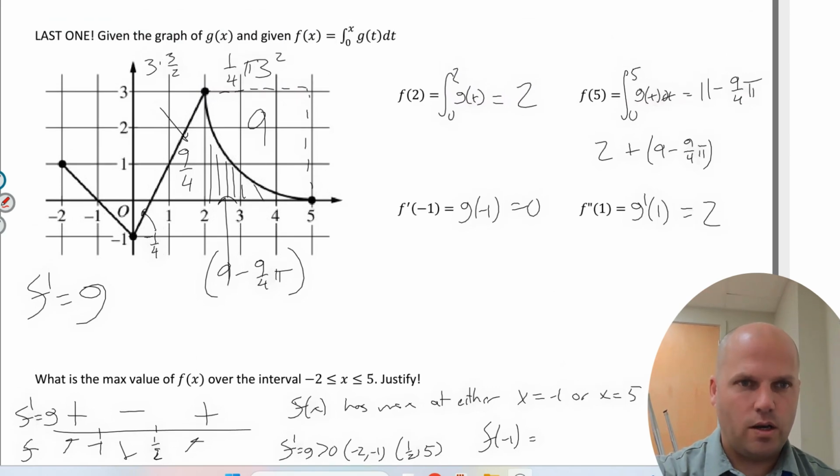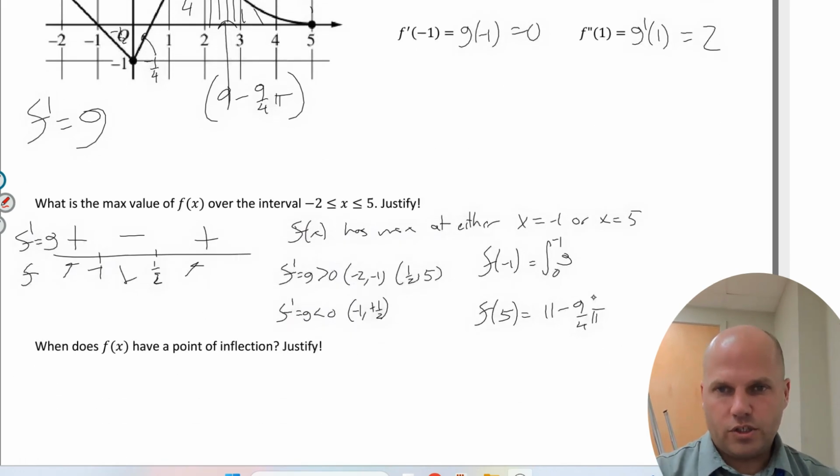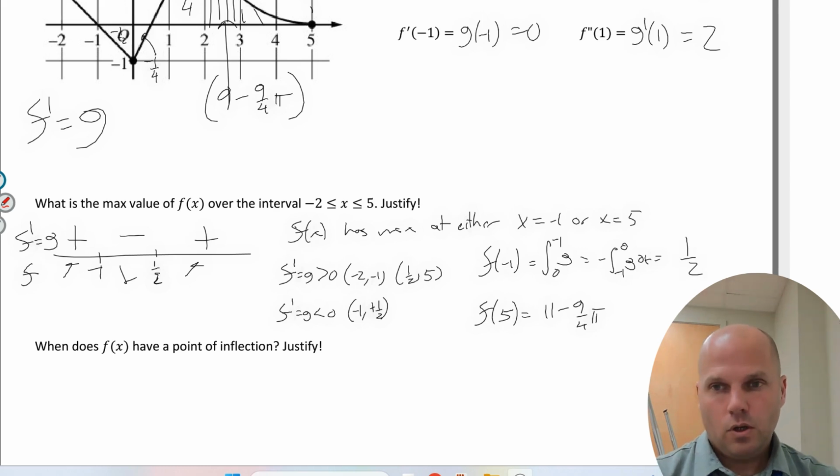F of -1 is going to be, this is a half, -1/2. So I'm going from 0, so that'll be positive 1/2. So I'm going to accumulate from 0 to -1 of g, which is the same as the opposite from -1 to 0 of g. From -1 to 0 is -1/2, so this would be a positive 1/2. Which one's bigger? Well, that is tricky.